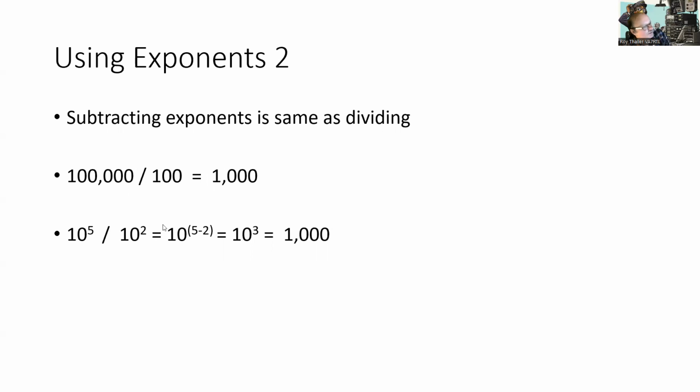And then if you subtract the exponents, it's the same as dividing. So if you wanted to take 100,000 divided by 100, you take 10 to the fifth divided by 10 to the 2. So it's 5 minus 2, which is 10 to the 3, which equals 1,000. So it just makes calculations a little bit easier. And if you have a scientific calculator, you have exponents on the calculator, and this is how you would use them.